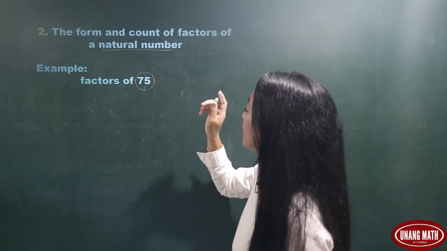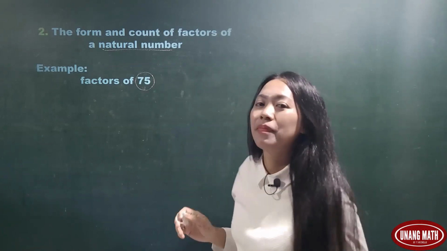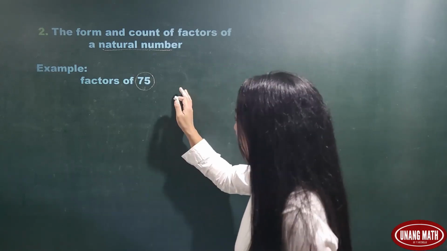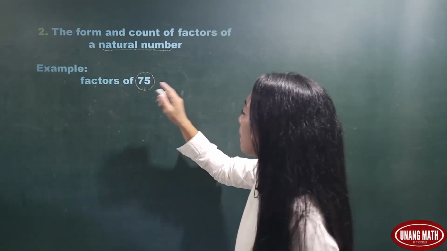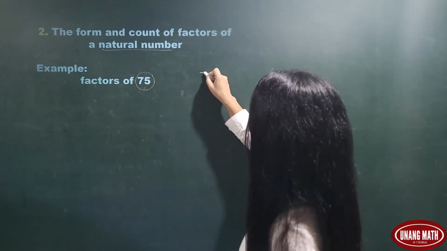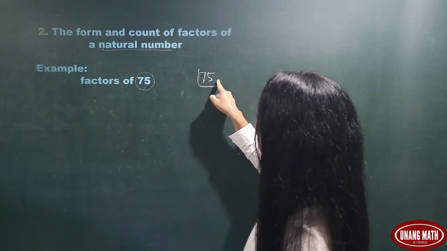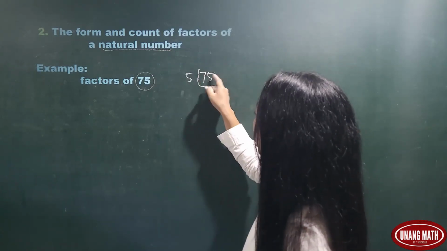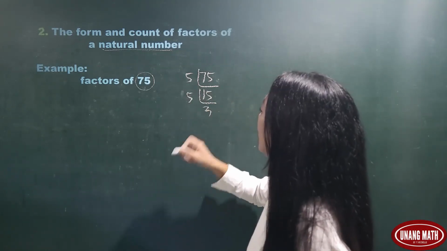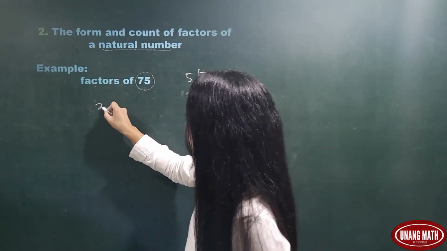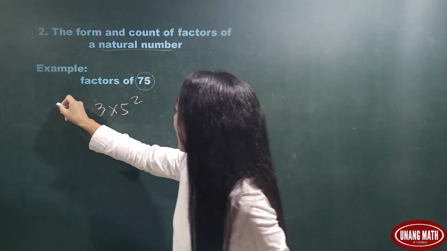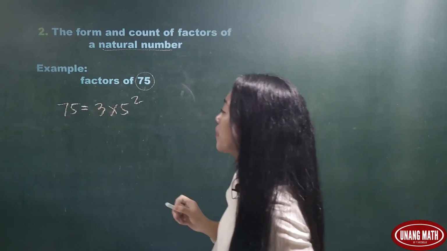To ensure that all the factors are listed, we need to use prime factorization. So let us find out the factors of 75 using its prime factorization. First, what is 75's prime factorization? Let's use the division method. 75 divided by 5 is 15. 15 divided by 5 is 3. So the prime factorization is 3 times 5 squared. This is 75's prime factorization.